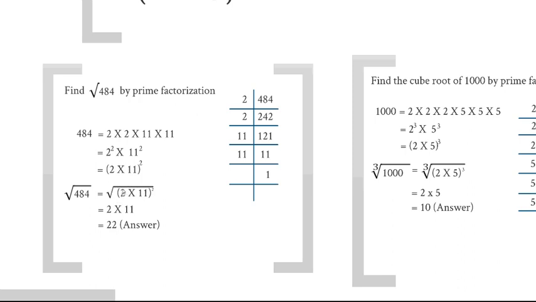The entire expression of 2 multiplied by 11 is put in a bracket, and the square is outside the bracket. This is a multiplication sign. So if we put the square root in this way, you can remove the square root. The answer is just 22. The square root of 484 equals 22.